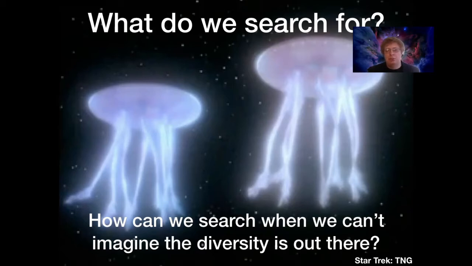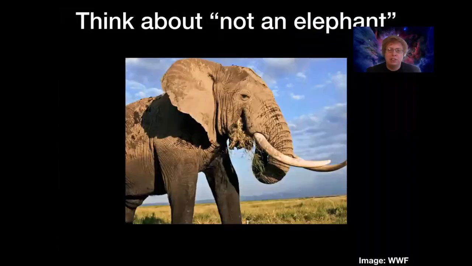How can we search for something when we can't even imagine the forms that it might take or the diversity that's out there? It's kind of like asking someone to think about not an elephant. If I ask you to think about not an elephant, what do you think about? There's infinite possibilities. How can you settle on just one or a number of criteria of what a not an elephant is? It's a very difficult problem.